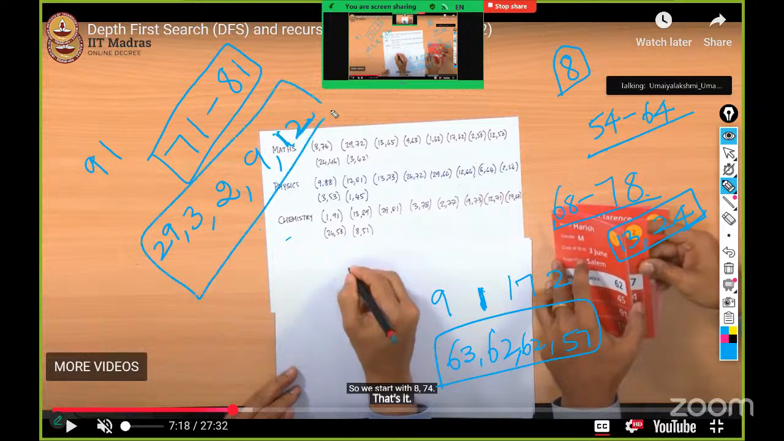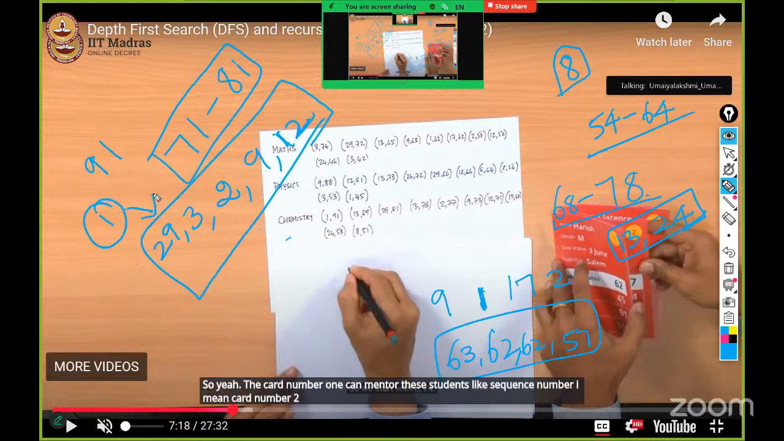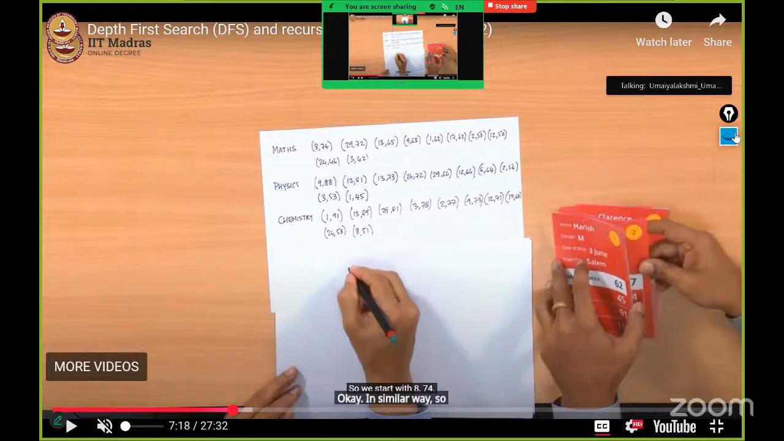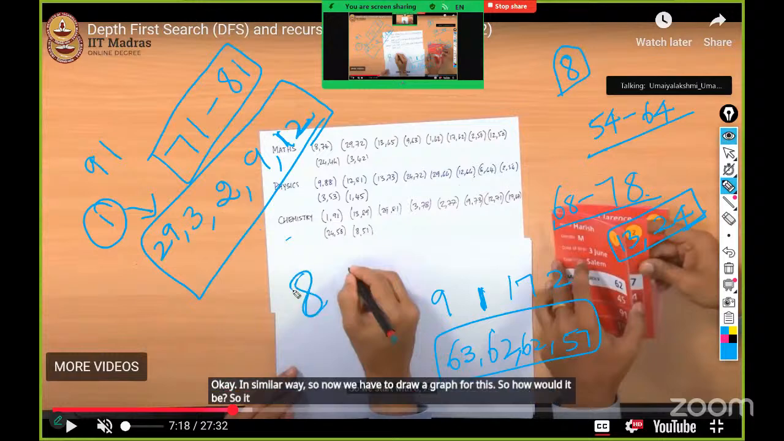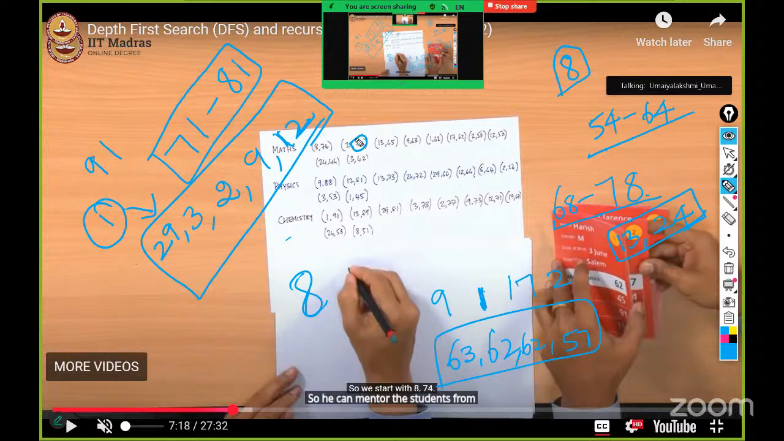So card number 1 can mentor these students, card numbers 29, 3, 2, 9 and 12. Okay, in a similar way, now we have to draw a graph for this. So how would it be? So 8 can mentor 9, 1, 17, 2, and then we have to check. Let's say the person who has scored 72 can mentor the students in the range of 52 to 62.